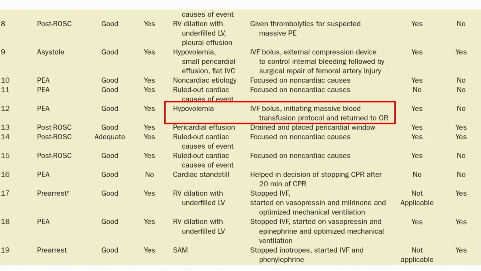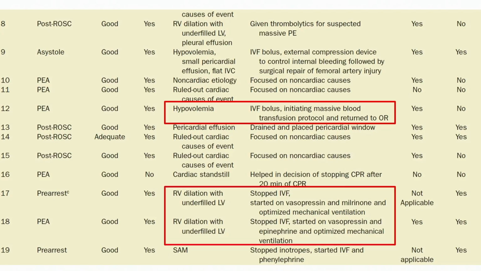So in this patient, they found hypovolemia. They had started an IV fluid bolus and initiated massive transfusion. And as you can see here, this was a patient in PEA arrest. And while the patient may not have survived, they did get ROSC after their interventions.